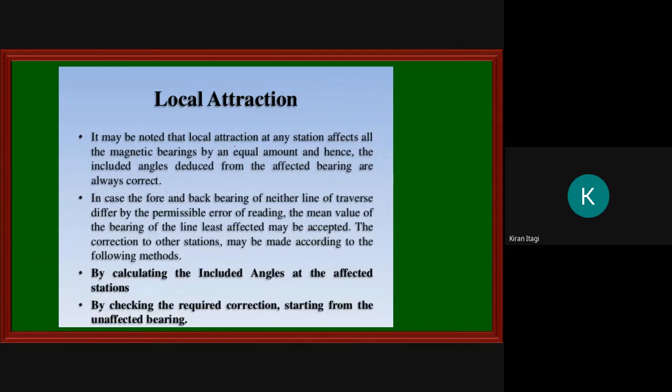It may be noted that local attraction at any station affects all the magnetic bearings by an equal amount, and hence the included angles deduced from the affected bearings are also corrected. In case the forebearing and back bearing of either line, that is A to B or B to A of the traverse, differ by the permissible error of reading, the mean value of the bearing of the line least affected may be accepted.